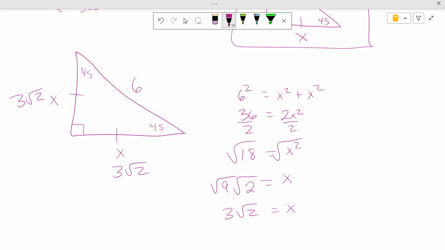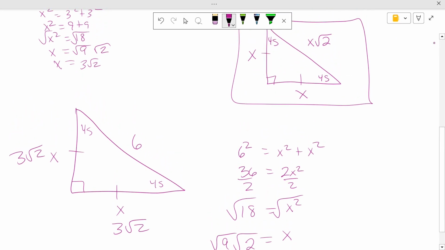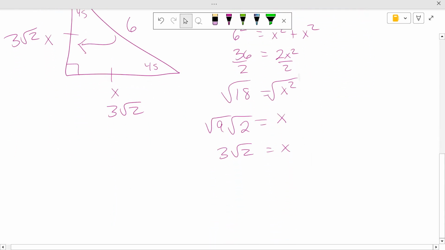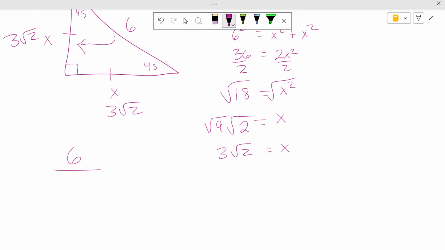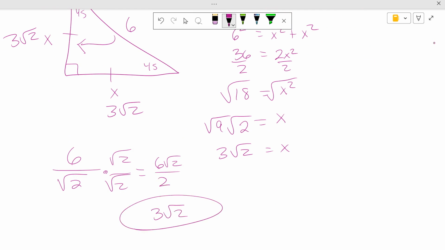Okay. So what's the pattern here? Well, to get from the side to the hypotenuse, I multiply by the square root of 2. To go from the hypotenuse to the side, I divide by the square root of 2. Because 6 divided by the square root of 2, can't leave square root of 2 on the bottom, so we multiply top and bottom by square root of 2. We get 6 square root of 2 over 2, which is 3 square root of 2.